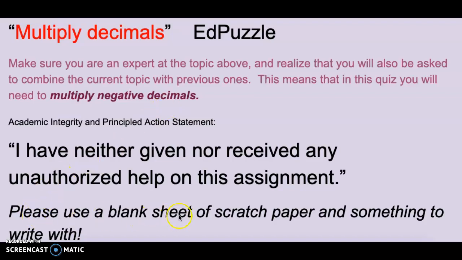So please use a blank sheet of scratch paper and something to write with. You may not use notes, websites, or anything like that. So you can't ask anybody for help. Go ahead and type the statement in quotes.